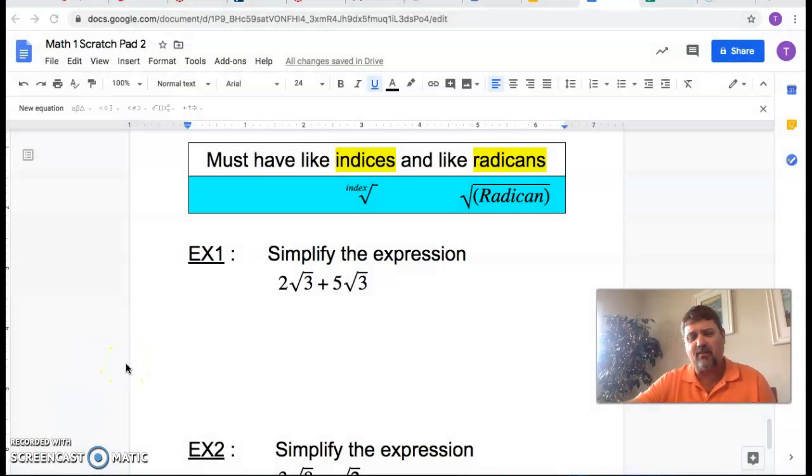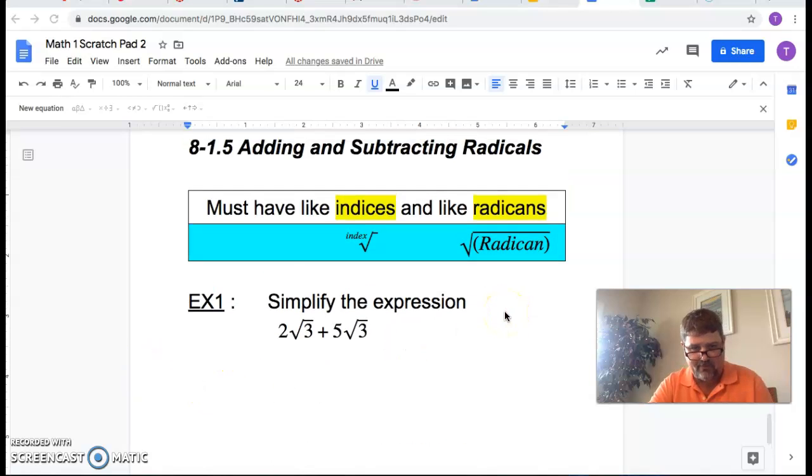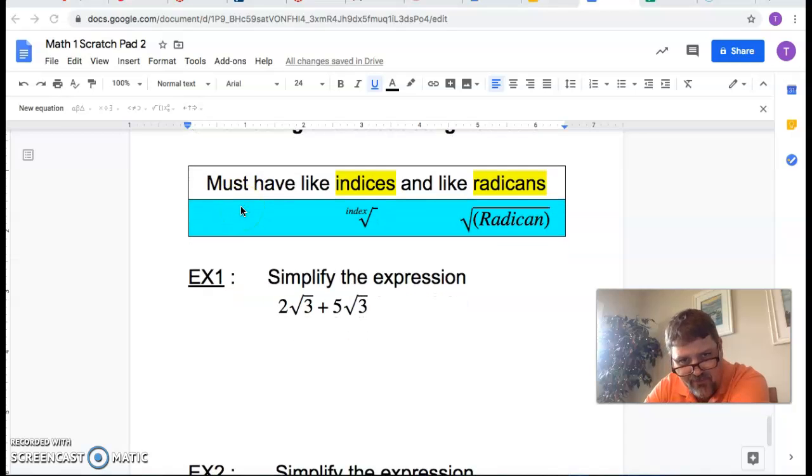All right, so in terms of a rule here, I kind of just came up with this. We'll call this 8.1.5, adding and subtracting radicals. Again, this is specifically square roots we're going to work with today. But more generally, this is what has to happen before we can do this. So this is a big rule. For us to add and subtract these things, they have to have like indices and like radicands.